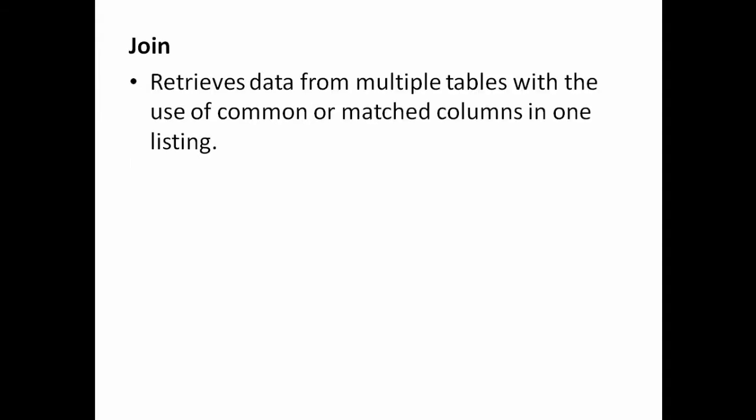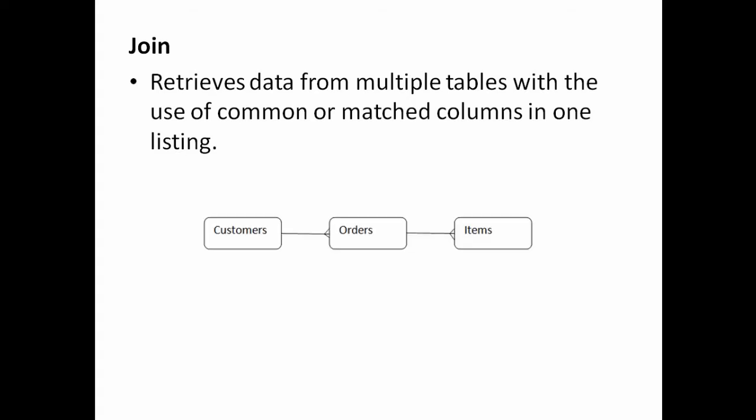So what do you think a join is, or why is a join required? To understand this, let's have a look at this entity relationship diagram. For instance, if I want to know the details of the customer, then I can simply query the customers table and get the required output. In the same manner, if I want to know the details of the order, then I can simply query the order table and get the output.